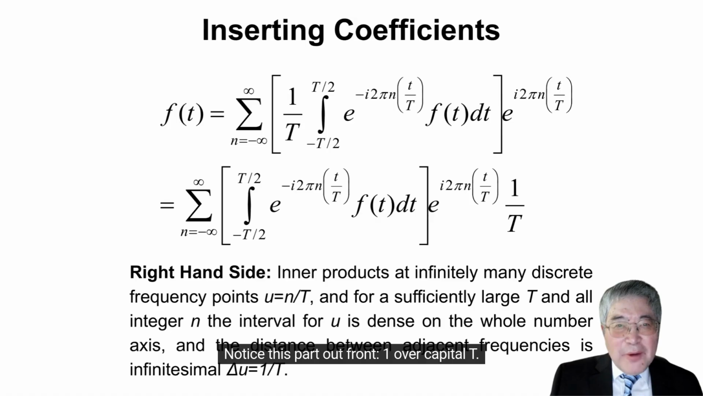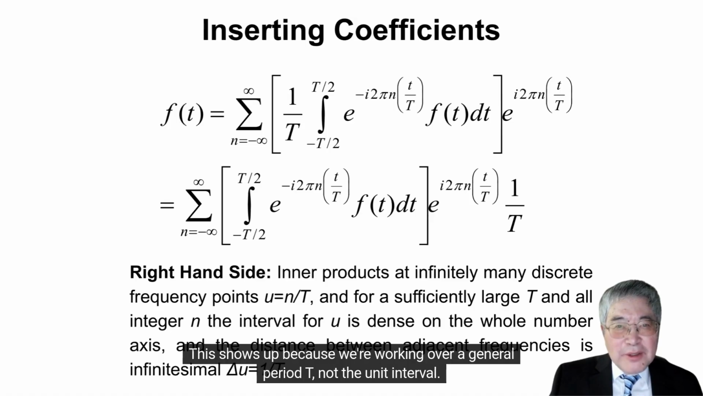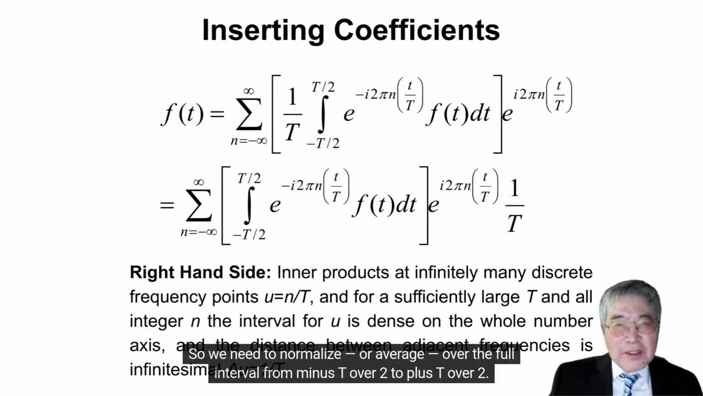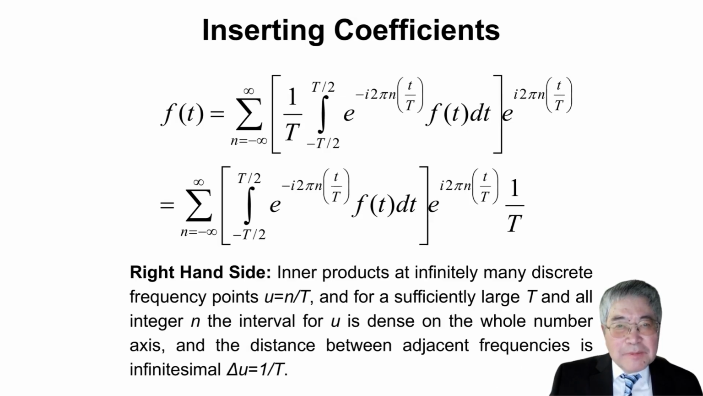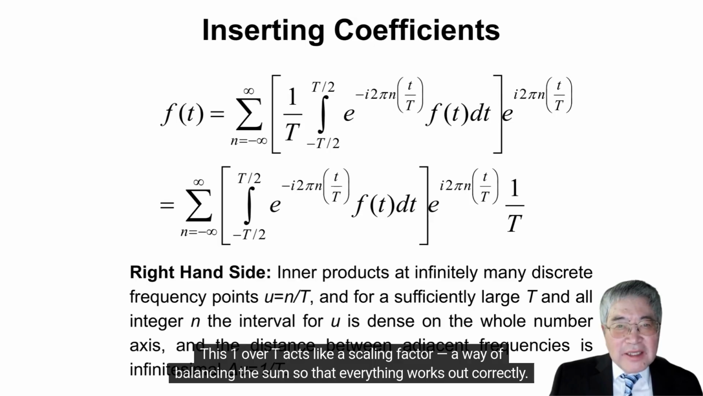Notice this part out front, 1 over capital T. This shows up because we're working over a general period T, not the unit interval. So we need to normalize, or average, over the full interval from minus T over 2 to plus T over 2. This 1 over T acts like a scaling factor, a way of balancing the sum so that everything works out correctly.